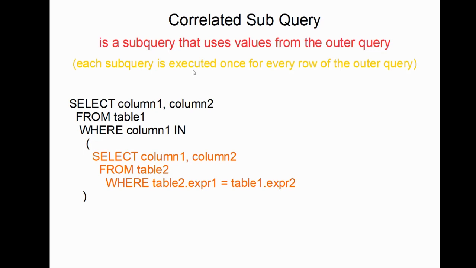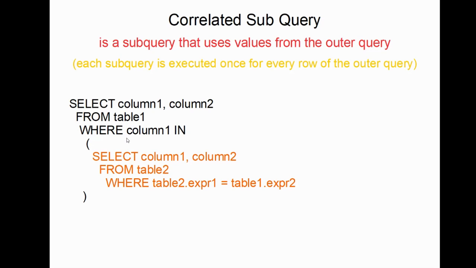Each subquery is executed once for every row of the outer query, whereas in a regular subquery, the subquery is executed first. Those values are fed up to the query above it. Here, I have to execute a query once for each row in the outer query before I can get my answer for my subquery. So if there's 10 million rows in the query above it, I have to execute those 10 million times, okay, to get what I need.